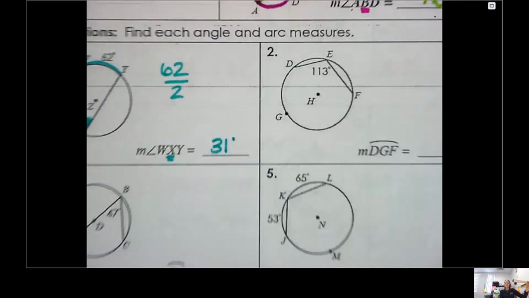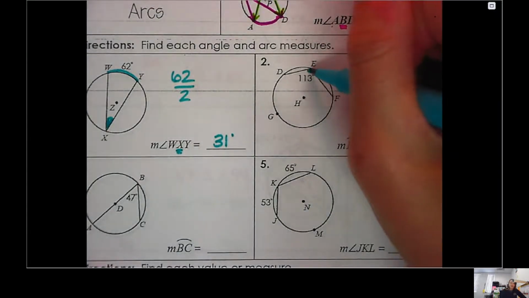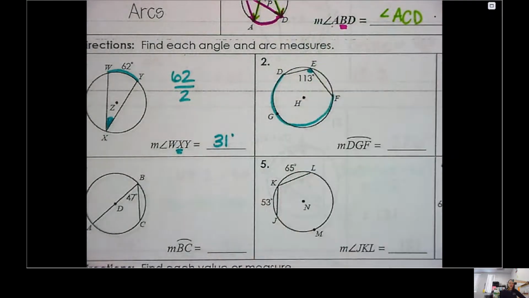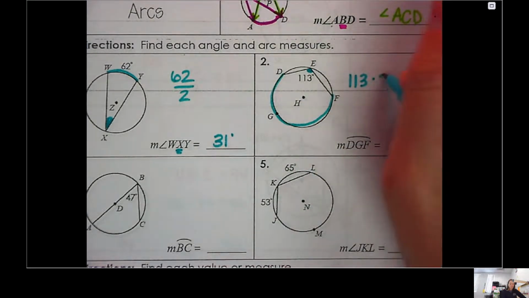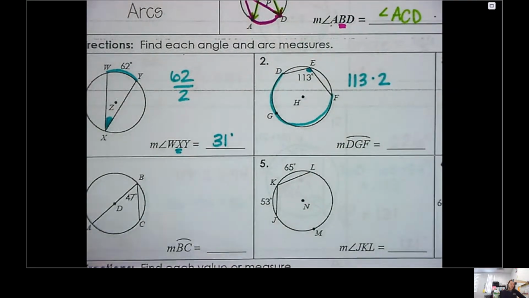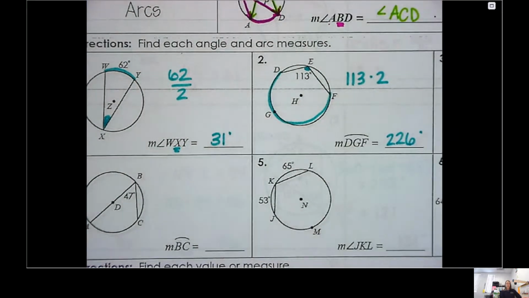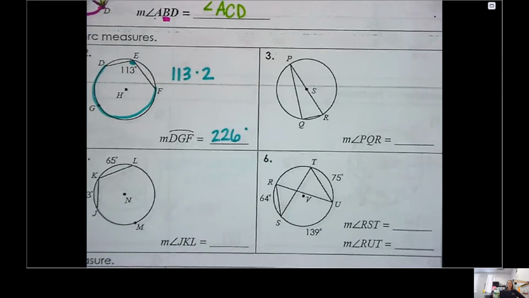Okay, let's look at the second one, number 2, this time. So this time I give you the angle is 113. To figure out this arc, DGF, this major arc here, I have to take that 113 and multiply it by 2. So you get 226 degrees, and please make sure you're putting the degree symbol. Okay, that's what an intercepted arc is. You just did them. You just did intercepted arcs. How do you feel? Not bad.